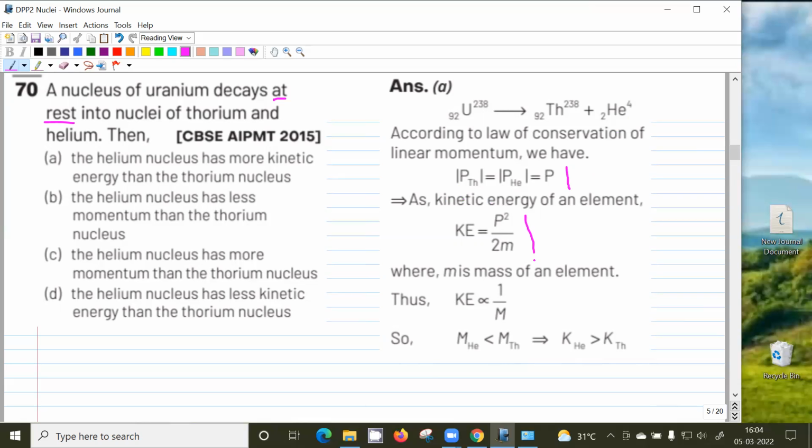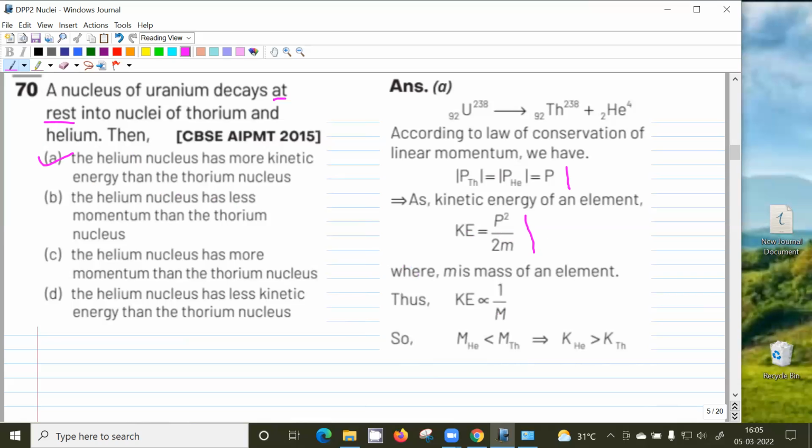This relation, you know. Yes, sir. So this also you should remember, it'll be easier if you remember that. So kinetic energy will go as 1 by m, and helium is lighter, right? Yes, sir. So the kinetic energy of helium should be more. Option A. Again, kinetic energy is the only energy here. Right.